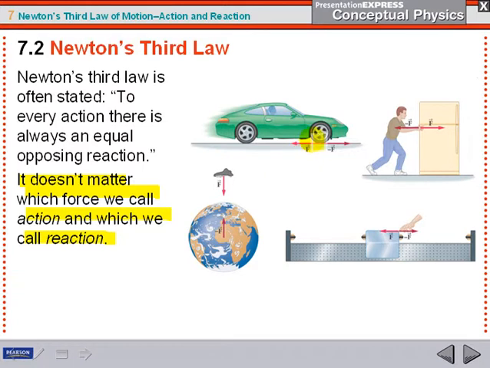This car is pushing on the road. The road is pushing back on the car tire. Man's pushing on the refrigerator. Refrigerator's pushing back on the man. The space shuttle is attracted to the Earth by gravity. The Earth is attracted back to the space shuttle.